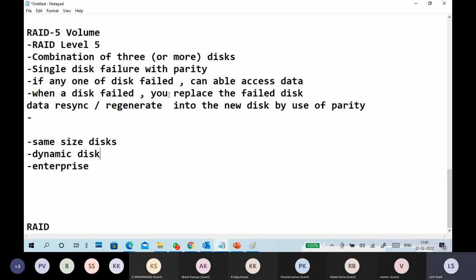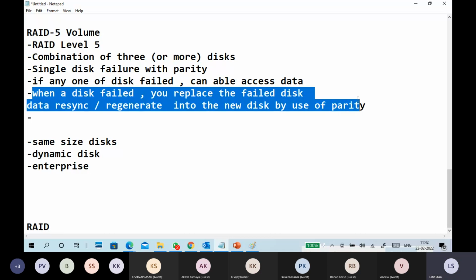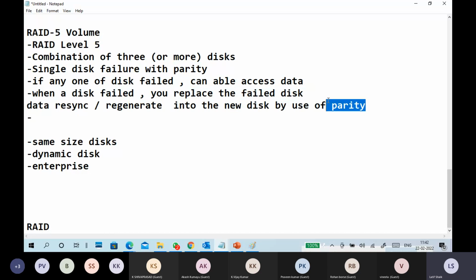In RAID 5 we have a parity. I will explain the parity kind of stuff. But this is the important point related to the parity. The advantage of using parity is we can regenerate or resync the data into the new disk. It is a single disk failure. Next, the combination of 3 or more disks.